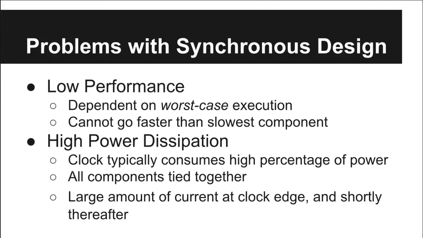For starters, we are forced to measure performance based on the worst-case execution. Since all components are tied together, the speed of execution cannot go faster than the slowest component. We have to make the period of the clock long enough to account for all propagation delays, as has been extensively covered this semester, and allow all output to be stable before the next clock pulse occurs.